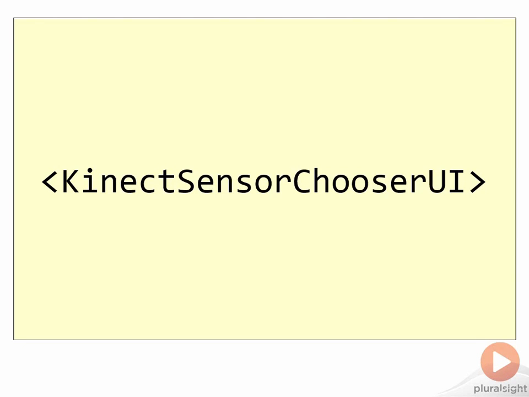Let's turn our attention to the KinectSensorChooserUI control. To recap, the KinectSensorChooserUI control is an easy way to provide feedback to the user on whether the Kinect sensor is properly initialized, and if not, then it can give useful hints on what to do to fix the issue.